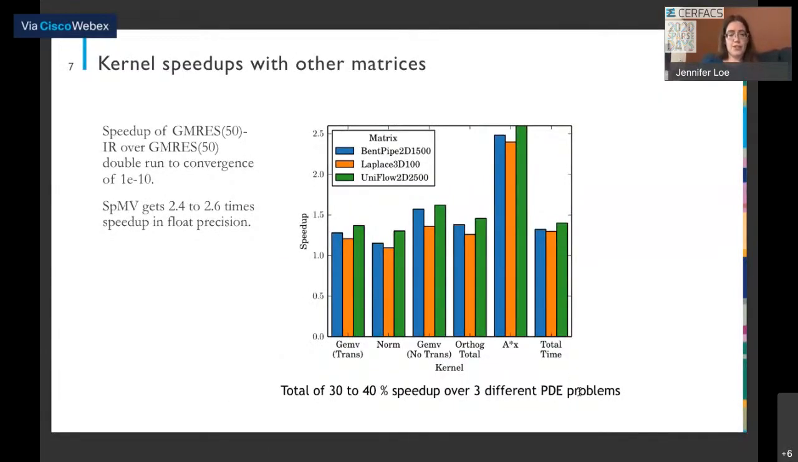And this graph just shows that we get similar kernel speedups with some other problems. So the blue bar is the convection diffusion problem that I just showed you. I also include a Laplacian, and then in the green is a different convection diffusion problem. And these problems are of different sizes, ranging from 1 million to 6 million. And we do get similar speedups in all the kernels for these 3 different PDE problems.